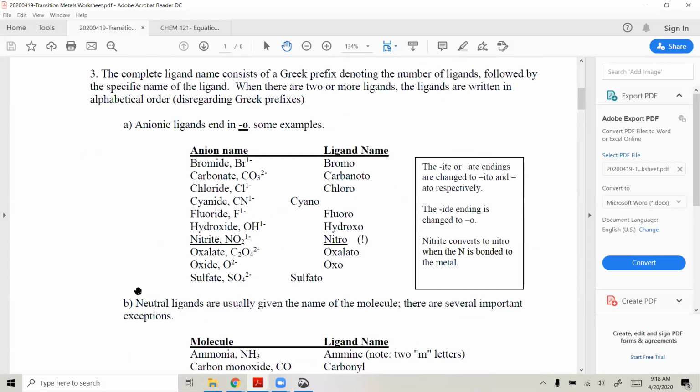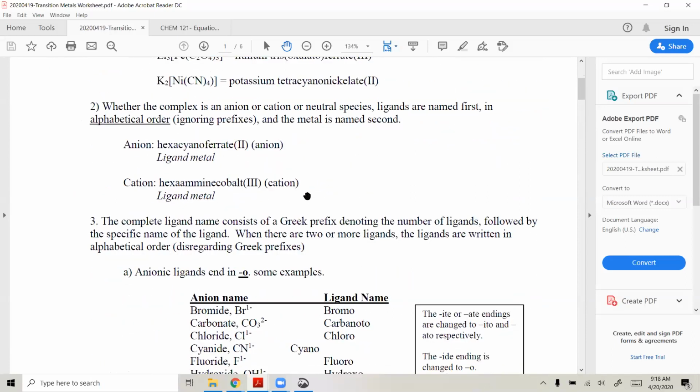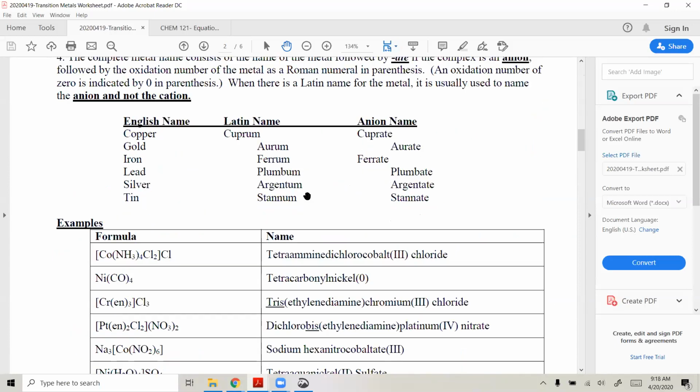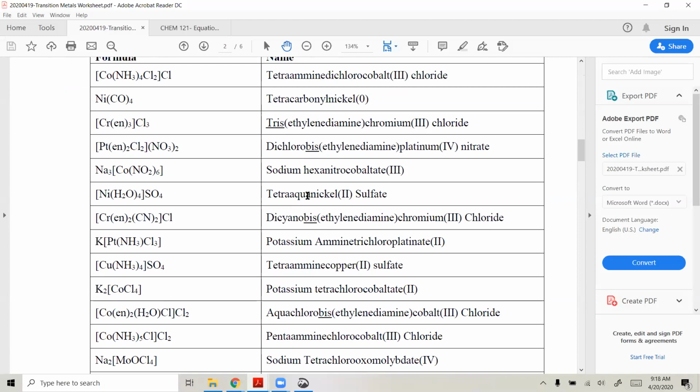So if we go back up and we look at some of these examples, you can see that they don't have this as potassium hexacyano iron 2. It's ferrate 2. Right? So you do want to know that part. And so then I've tried to give you a list of some practice ones so that way you can see kind of what it looks like.